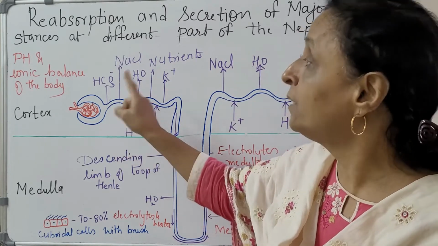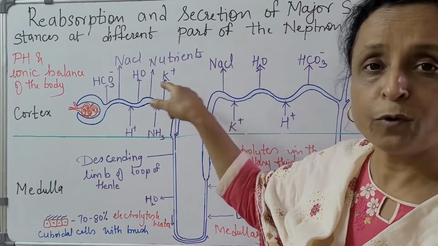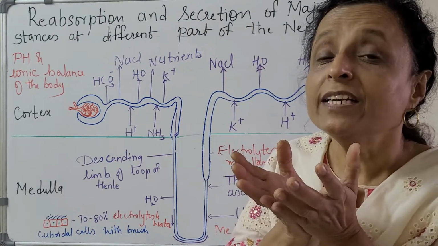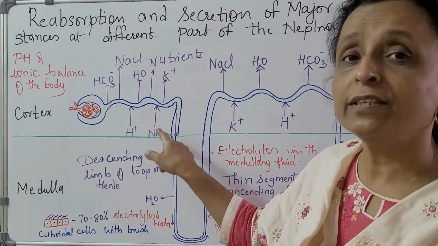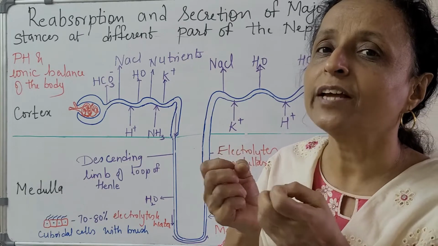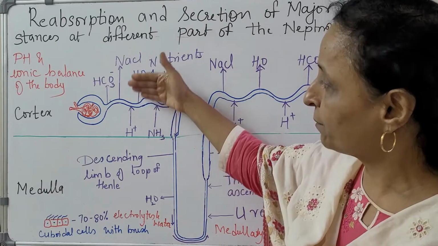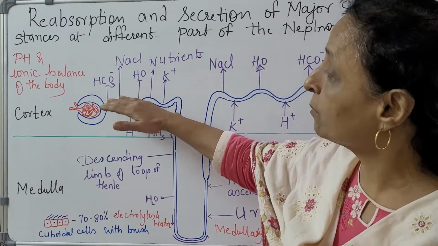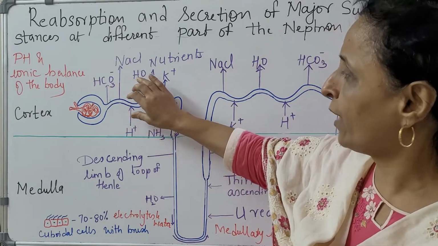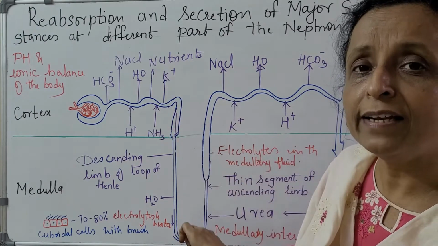What does it absorb? It absorbs bicarbonate, salt, water, nutrients, and potassium, and it secretes hydrogen and ammonia inside. So secretion of hydrogen and ammonia takes place, and this is how exchange of useful substances takes place in the proximal convoluted tubule. Now the filtrate which has come will go into the loop of Henle.